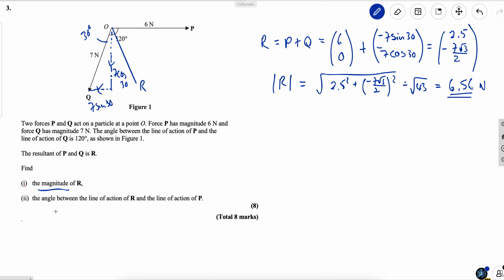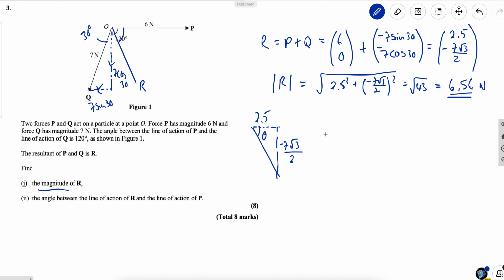For part 2, the angle between the line of action R and the line of action P is this angle here. So I really need to resolve this R into components. In fact, it's already in components over here, so I can just use those. I'll just make a triangle for that just to demonstrate. So R is there, its i component 2.5 and its j component minus 7 root 3 over 2.